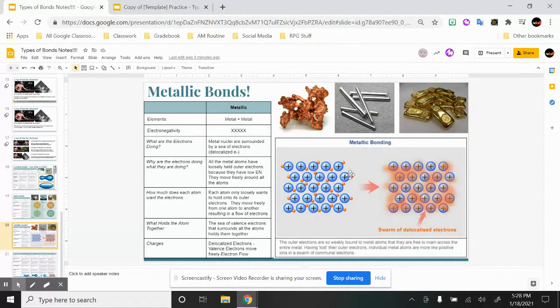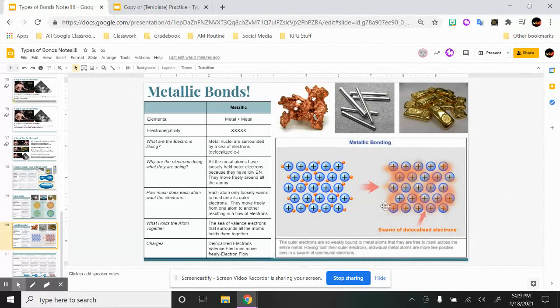Think about a pool filled with people. The people would be the atoms, and the water would be the electron cloud. That water can flow through the pool. It can move from person to person. It's not just attached to one person. So here we can see that the electrons can move freely throughout that metal.